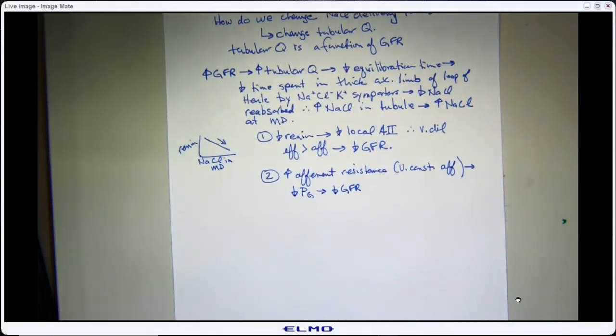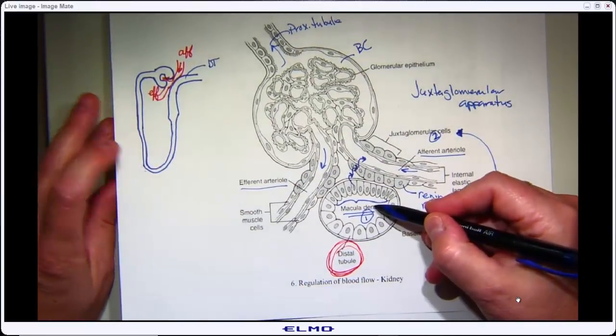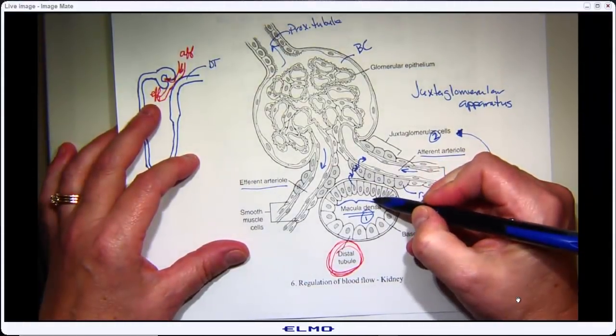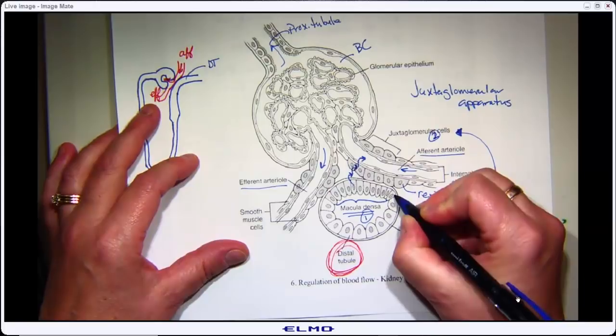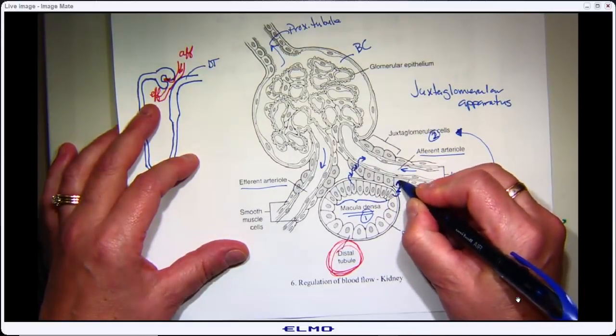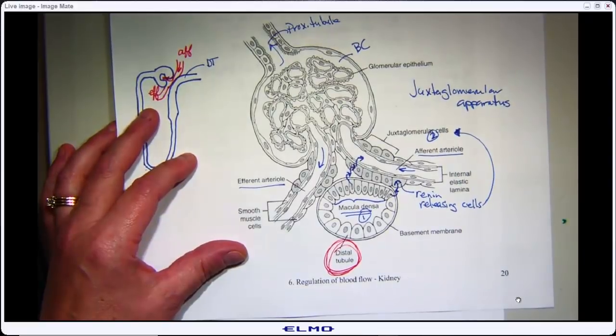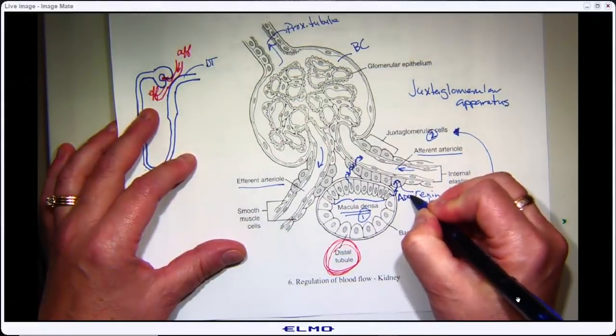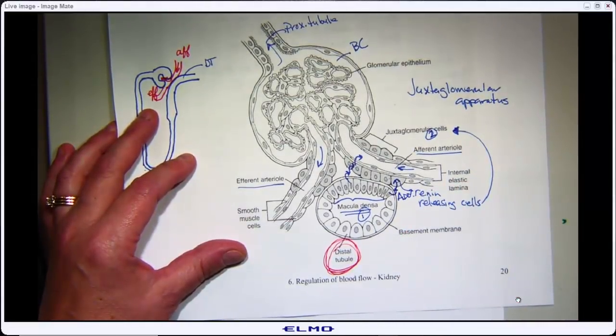Okay, so this is basically saying that if I drop sodium chloride in the macula densa, there's a second system happening where these cells release a vasoconstrictor that will affect afferent arterioles. So there's something else happening down here as well. It's thought to be adenosine, but nobody really knows.